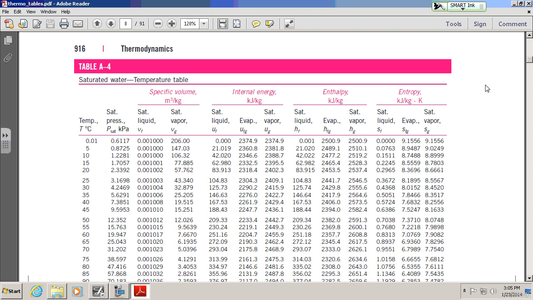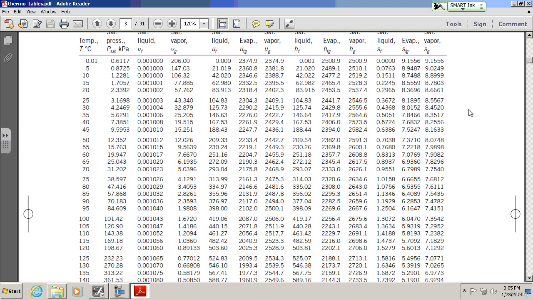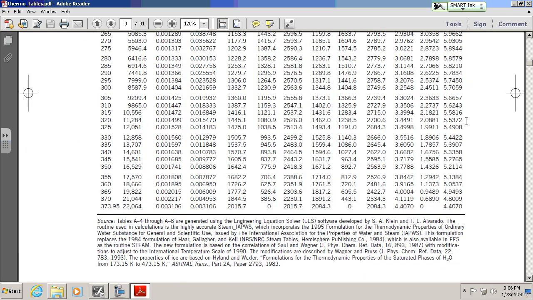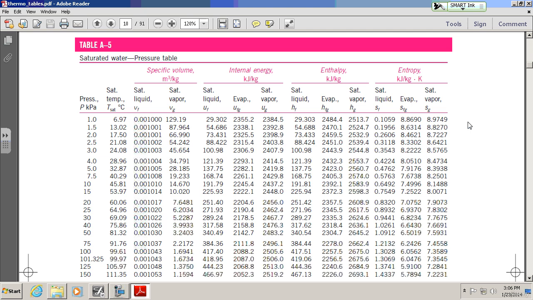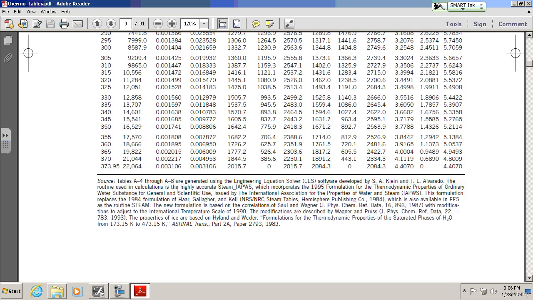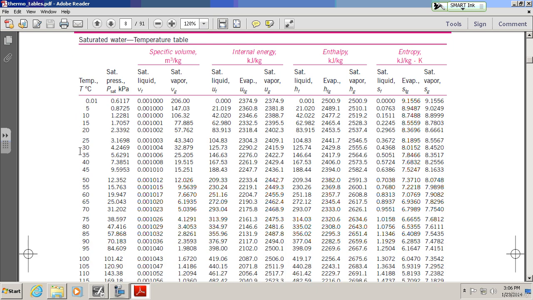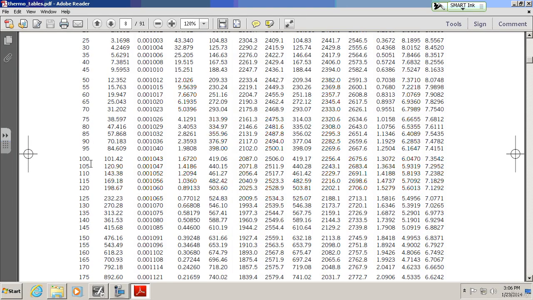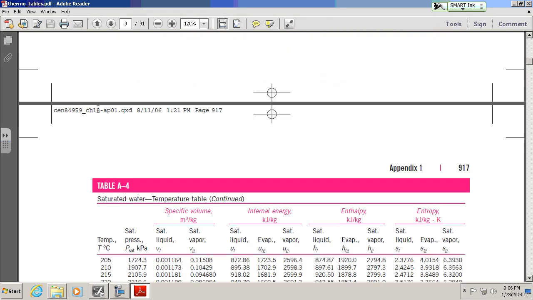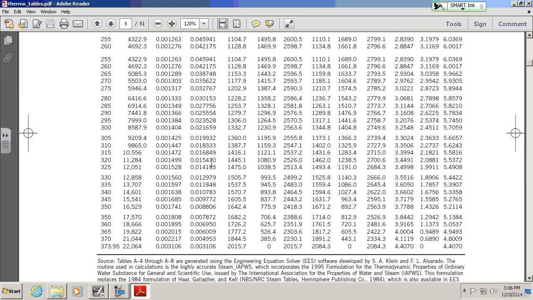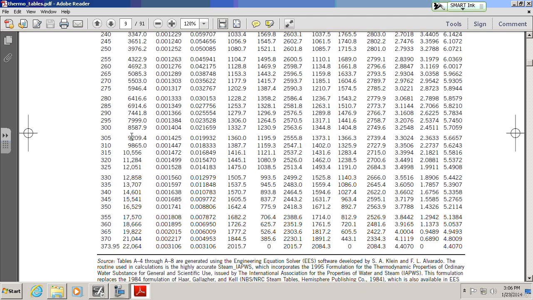Saturated water temperature table. Okay? Then I also want you to notice, if you turn the page or scroll down, that you have table A5, saturated water pressure table. Okay? Basically, these two tables have the exact same information. They're the same thing. But one of them is listed by temperatures. So, for instance, notice the first column here on the saturated water temperature table, table A4. Look, all the temperatures are nice numbers like 20, 25, 30, 35, 40, 45, 50, 100, 105, 110, 120. See, it's all listed by temperature. You can go all the way to the highest temperature they have, which is 373.95 Celsius.